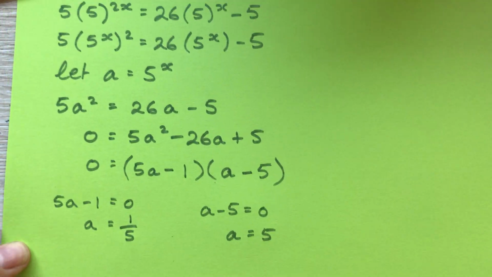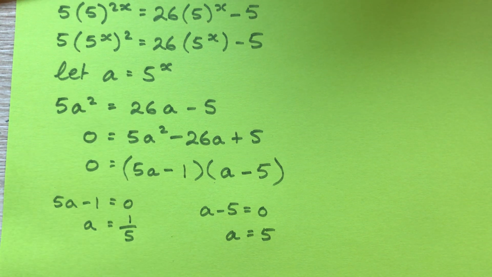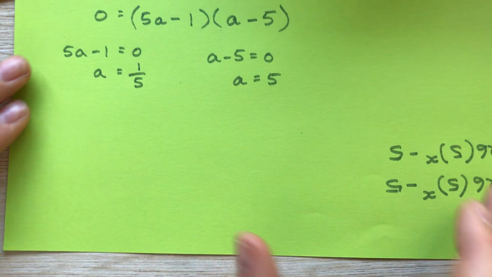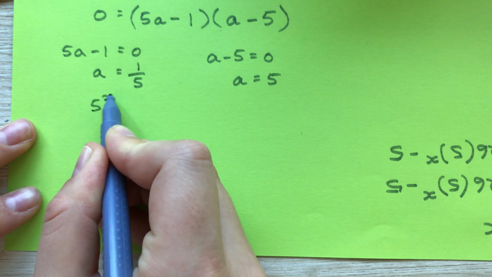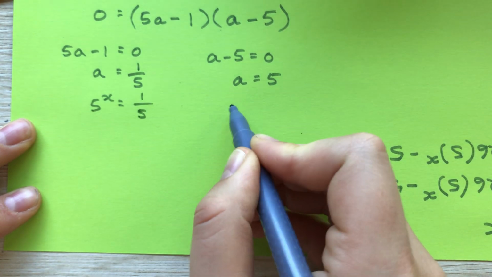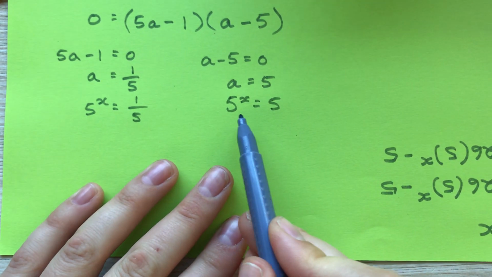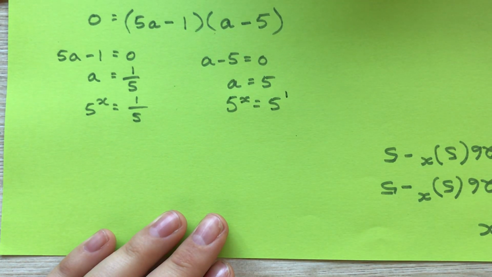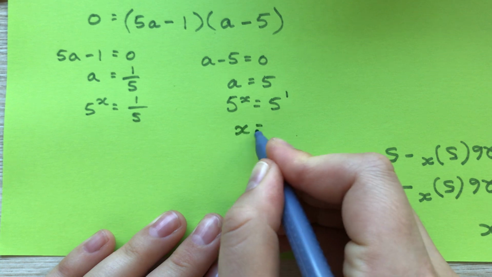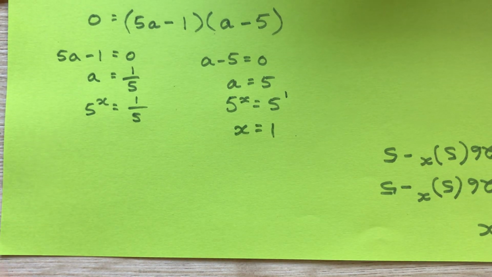But remember that a is 5 to the power of x. 5 to the power of x equals that, and 5 to the power of x equals 5. Now this one's pretty easy because we can see that's just 5 to the power of 1, so therefore x equals 1. That's one of our solutions.